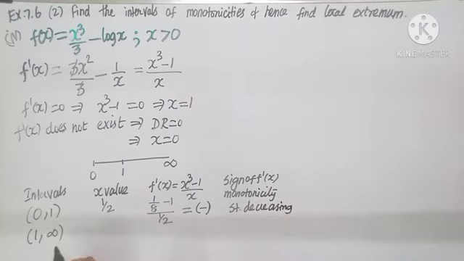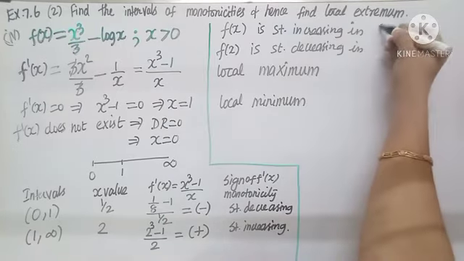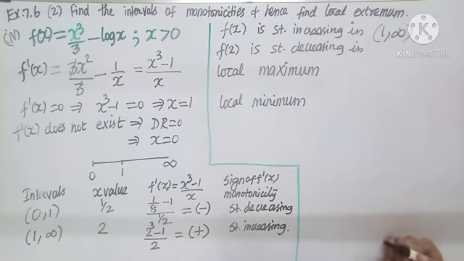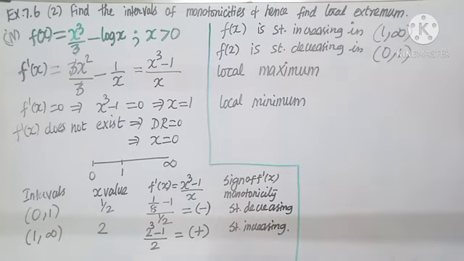What about the next interval? 1 to infinity. After 1, say a value 2. Put x is equal to 2 in this value. 2 cube minus 1 by 2, and it is definitely positive. This tells me strictly increasing. So we shall write: f of x is strictly increasing in 1 to infinity and strictly decreasing in 0 to 1.